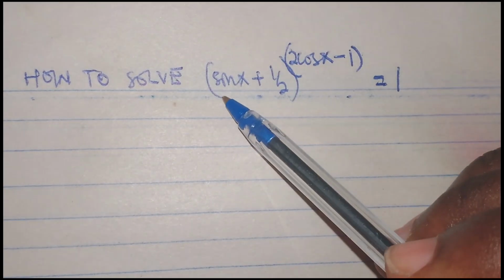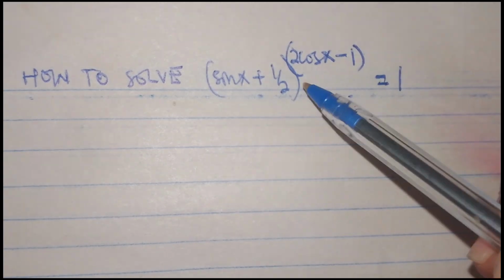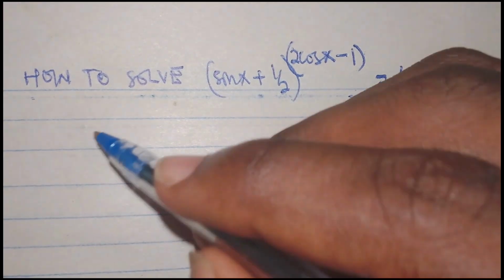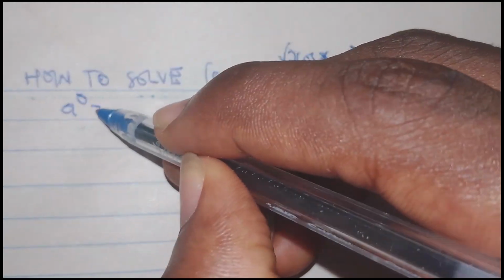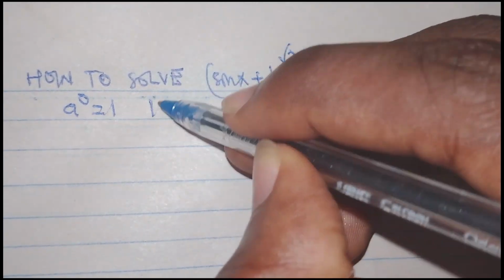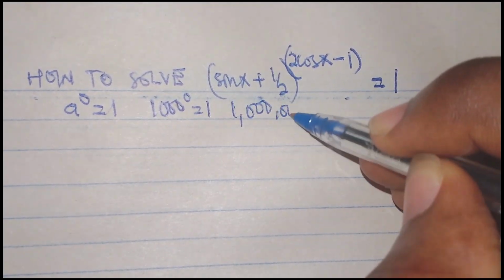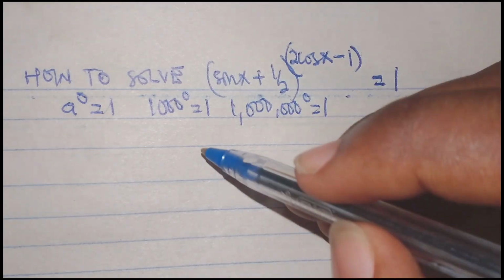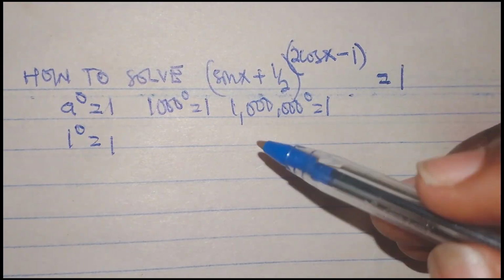Okay. So we have (sin x + 1/2) to an exponent of 2 cos x − 1 is equal to 1. Now someone might ask, how do we solve this? We use the fact that any number to the exponent of 0 is 1. Even a variable a to the power 0 is equal to 1. 1000 to the power 0 is equal to 1, a million to the power 0 is equal to 1, and 1 to the power of 0 is also equal to 1. You know all these things. So we're going to use that concept here.